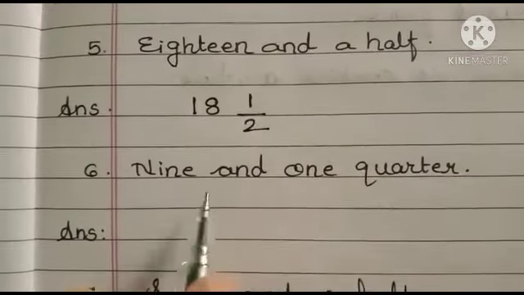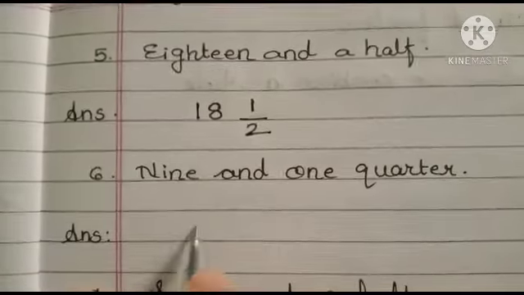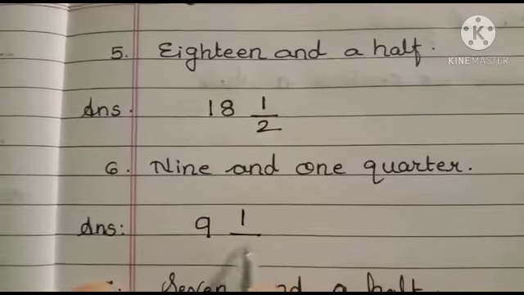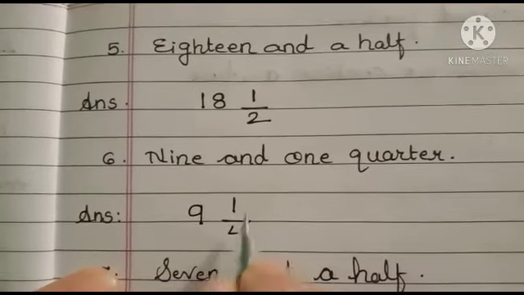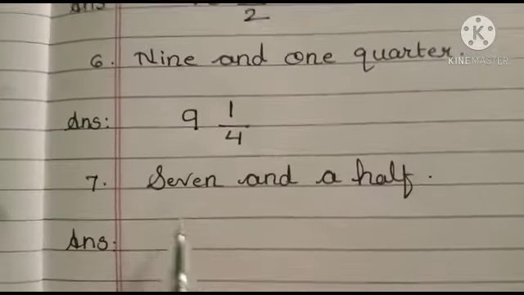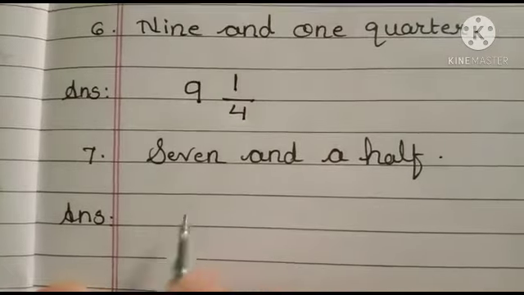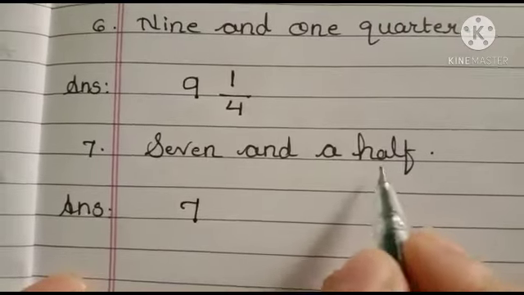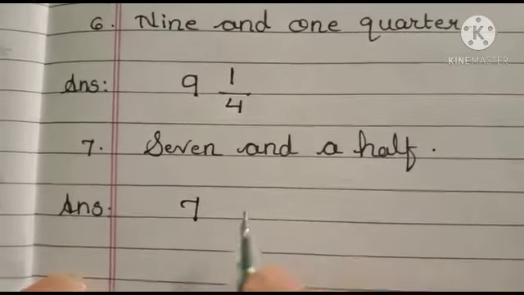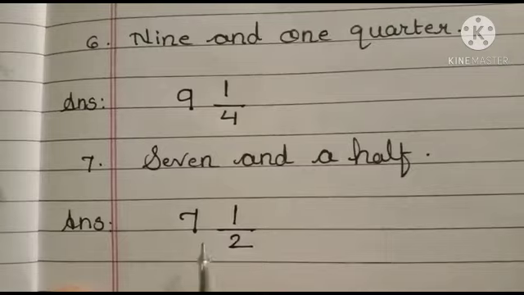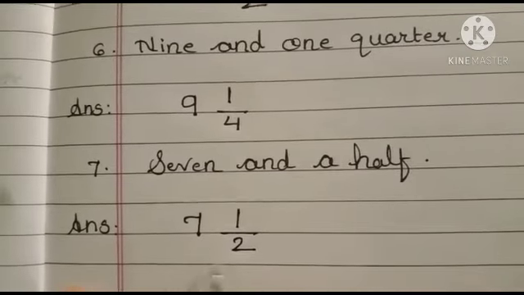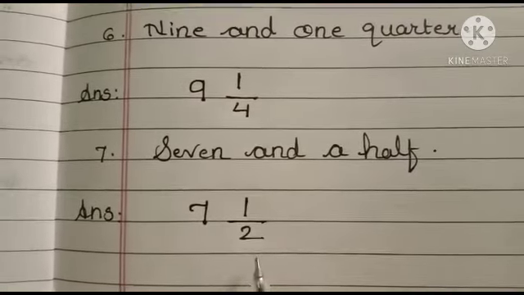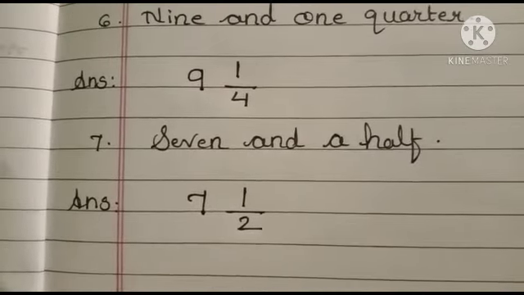Next is given 9 and 1 quarter. So 9, and for 1 quarter we are writing 1 upon 4. And the last one is given 7 and a half. For 7 and a half we will write 7, and for half we will write 1 upon 2. So this is the fraction. In this way you have to write it in neat and clean handwriting and write down today's date.